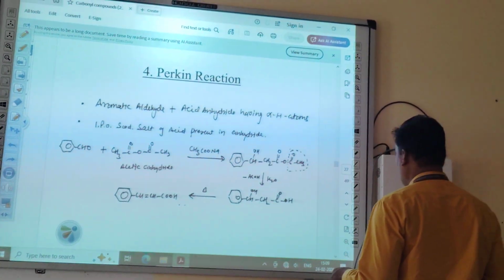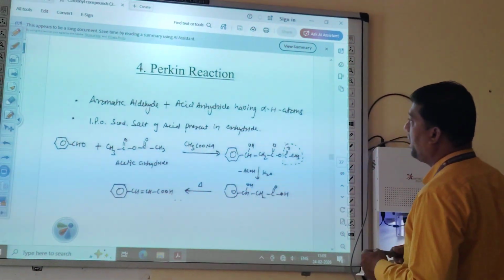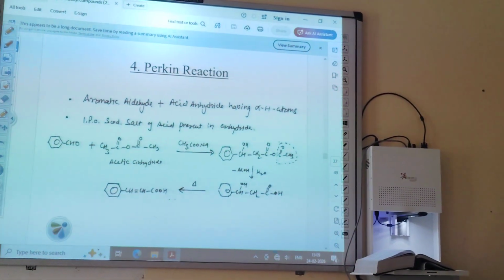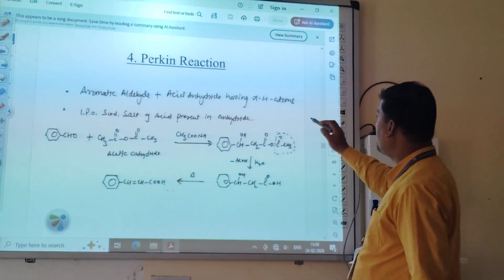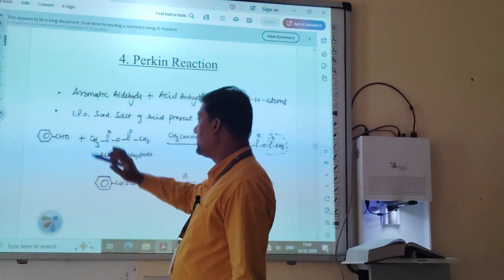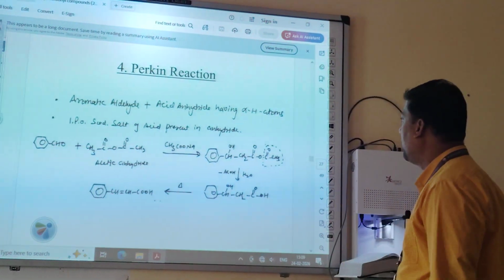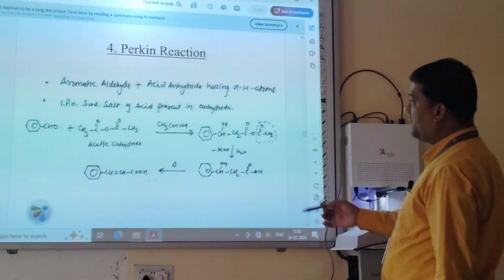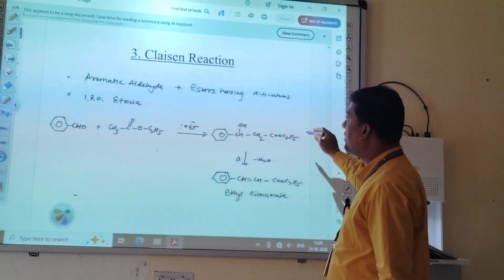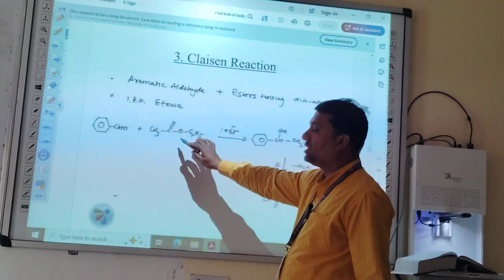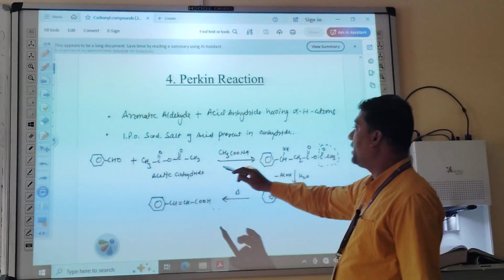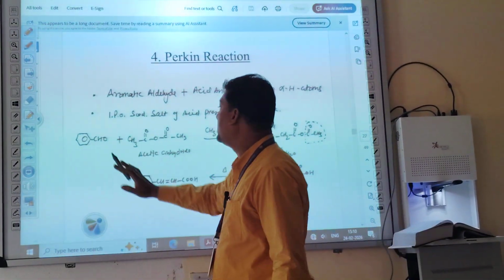Then the Perkin reaction. What happens in the Perkin reaction? Aromatic aldehyde plus acid anhydride having alpha hydrogen atom. This is benzaldehyde, the aromatic aldehyde, plus acid anhydride. This is acid anhydride. But in the previous reaction, this was an ester. In the Perkin reaction, the acid anhydride will react with benzaldehyde.